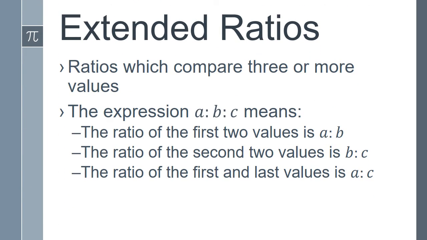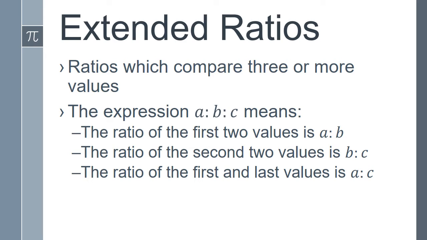Extended ratios now are ratios which compare three or more values. Okay, so the expression A to B to C means the ratio of the first two values is A to B, the ratio of the second two values is B to C, and the ratio of the first and last values is A to C. A to B to C is really a very helpful extended ratio.